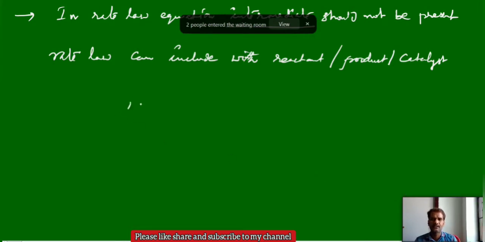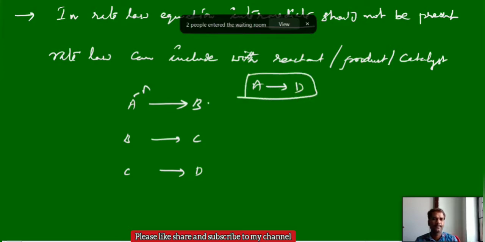Let us take here, initially A is converting into B and B is converting into C and C is converting finally to the product D. Let us assume here A is the reactant. Actually, the overall reaction is like this: A gives rise to D. This is the overall reaction. But this reaction can take place in 3 steps. In the first step, A is giving B, and B is giving C, and finally C is giving D.